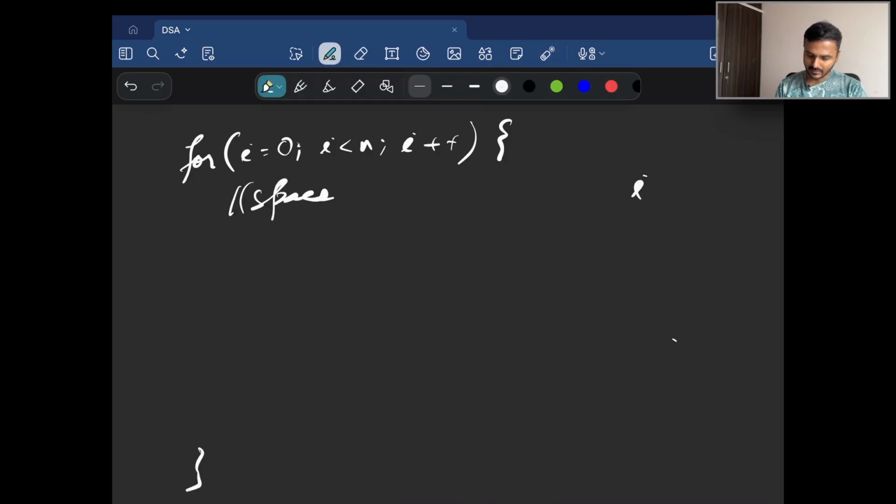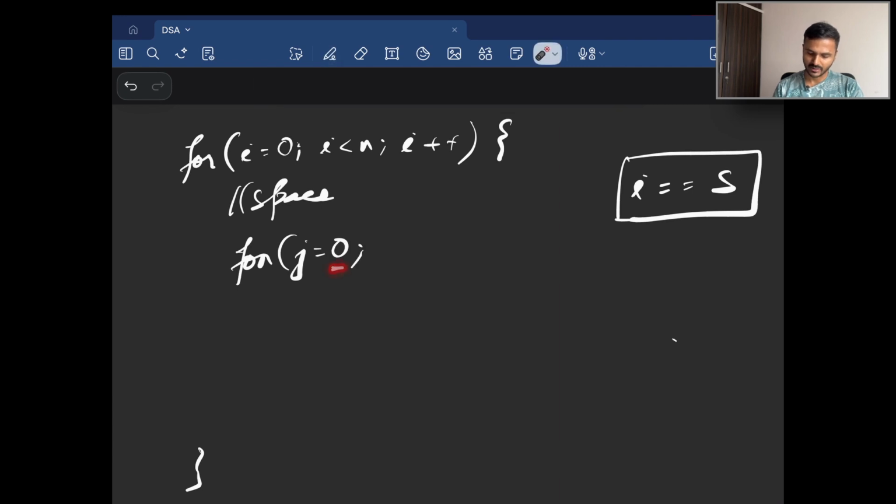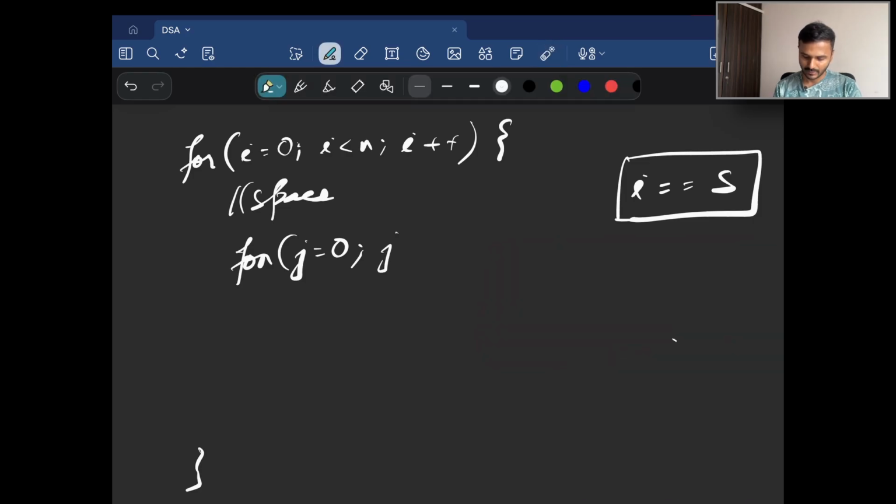Now, we know that the relation between the value of I and the number of spaces that we have to print is this. That is, the number of spaces that we have to print is equal to the value of I. So what we can do is run a loop for printing the required number of spaces, right? And how would that loop look like? That loop would look like this. We'll have another variable j, which starts from 0. And what we need to do is print I number of spaces. So we will start from 0 and go all the way up to I minus 1, right? This is what I mean. Can I say j equal to 0, j less than I, j plus plus?